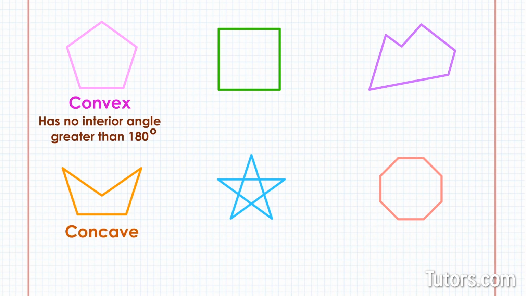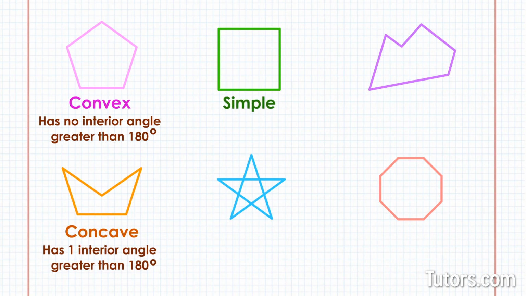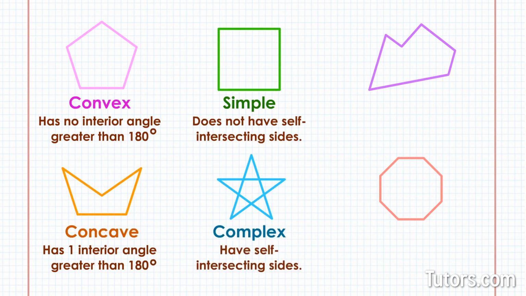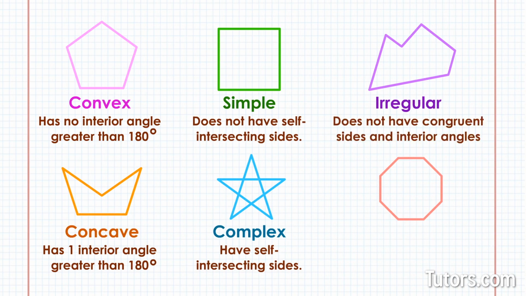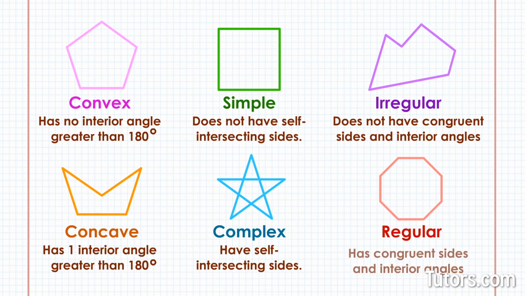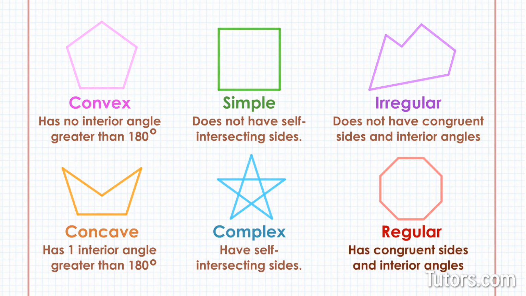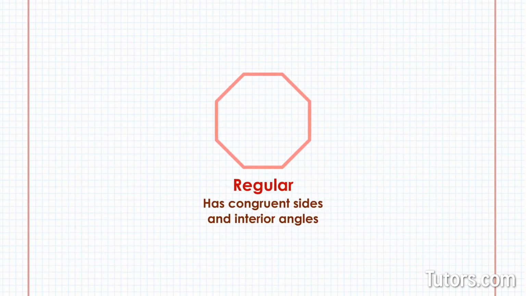A concave polygon has one interior angle greater than 180 degrees. A simple polygon encloses a single interior space, boundary, and does not have self-intersecting sides. Complex polygons have self-intersecting sides. An irregular polygon does not have congruent sides and interior angles. A regular polygon has congruent sides and interior angles. Let's take a closer look at regular polygons.